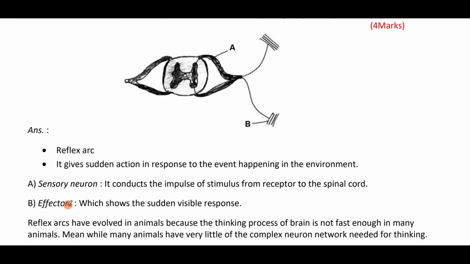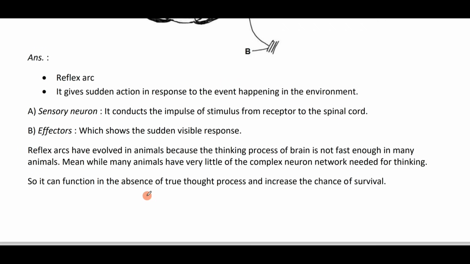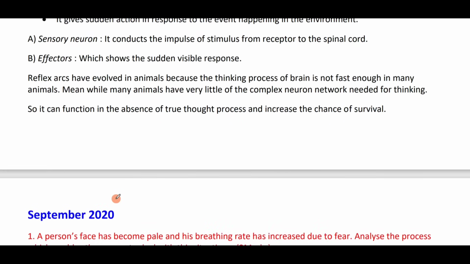A is the sensory neuron, B is the effector. It conducts the impulse of the stimulus from the receptor to the spinal cord. The effector shows the sudden visible response. The reflex arcs have evolved in animals because the thinking process of the brain is not fast enough in many animals. Meanwhile, many animals have very little of the complex neural network needed for thinking. Hence, the spinal cord helps. So it can function in the absence of a true thought process and increase the chances of survival.